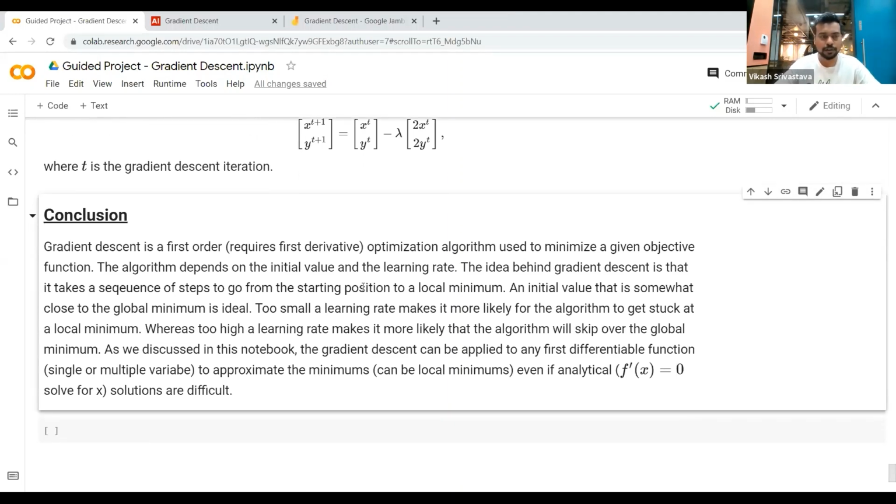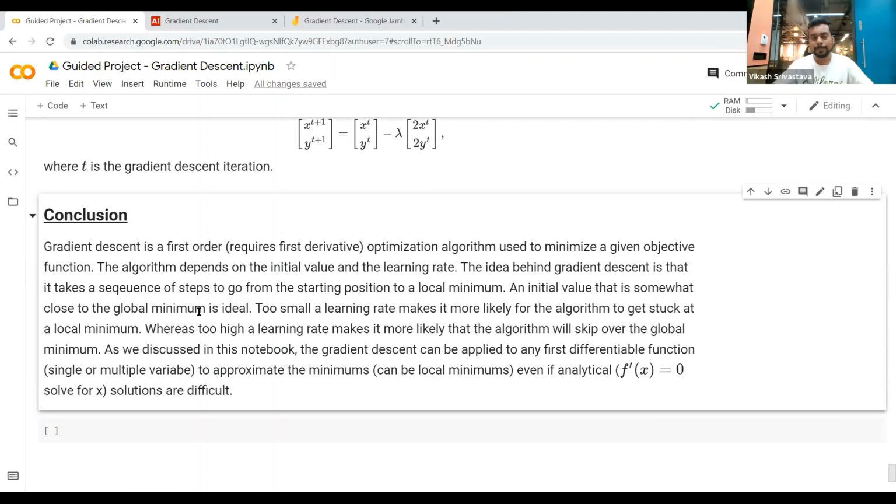So let's conclude. Gradient descent, as you know, is a first order optimization algorithm used to minimize a given objective function. The algorithm depends on the initial value and the learning rate. The idea behind gradient descent is that it takes a sequence of steps to go from a starting position to a local minimum. Because this is an iterative procedure, we start at a particular initial value and keep descending to a minimum value. An initial value that is somewhat close to the global minimum is ideal. Of course it's ideal, but we do not live in a utopian world.